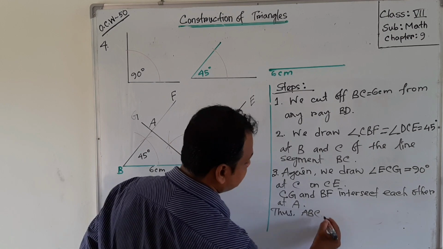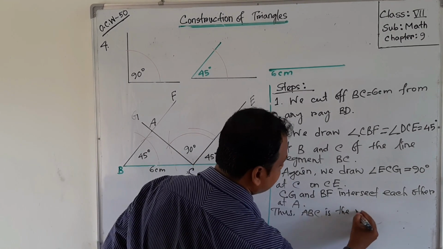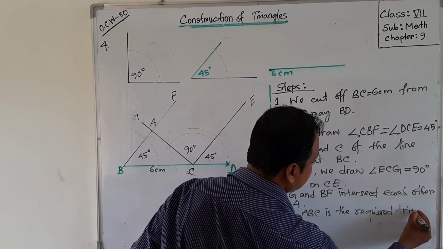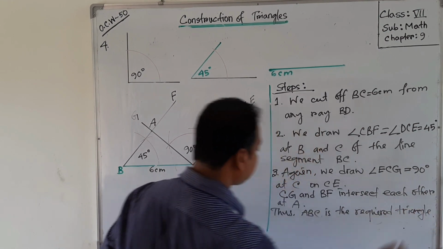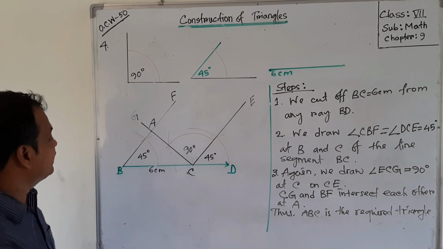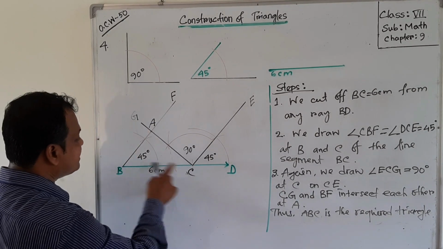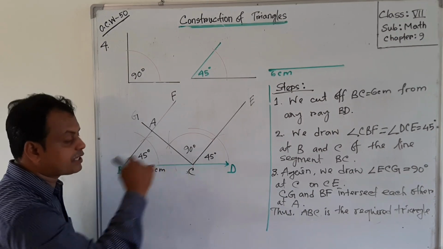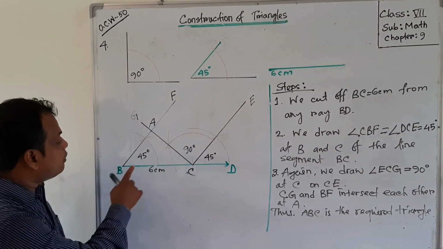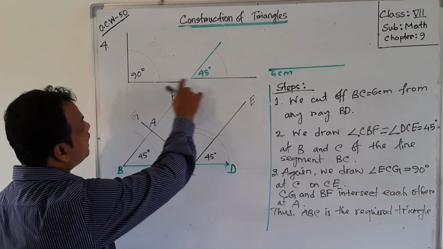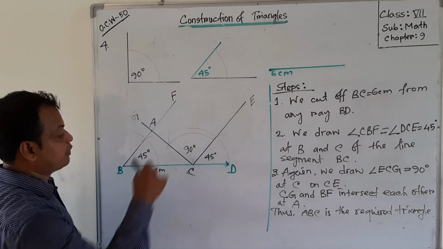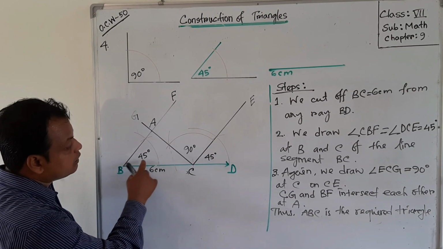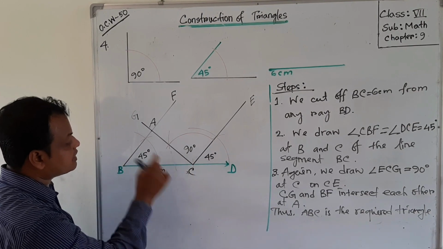ABC is the required triangle. So we have got ABC is a triangle. We want to draw a triangle. So we have got a triangle. And we have got this triangle from the above information, 2 angles and 1 side. So we have used 1 angle and 2 angle and 1 side.